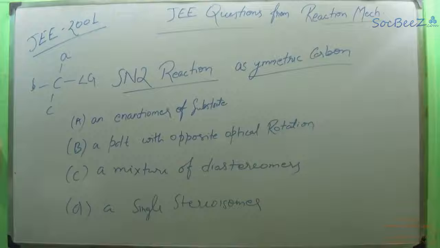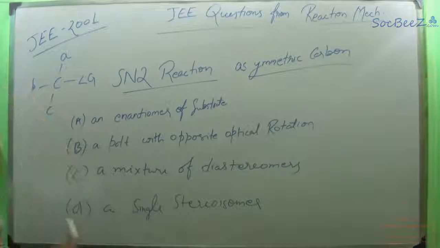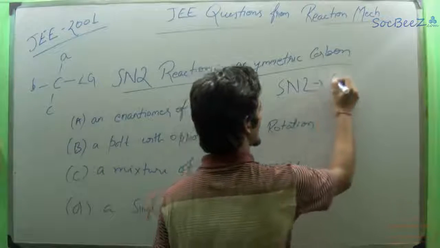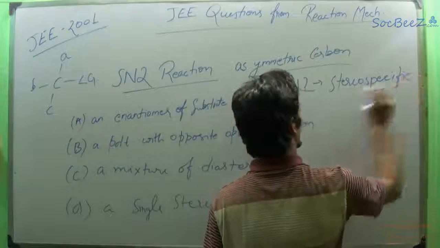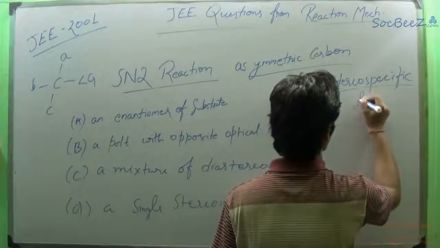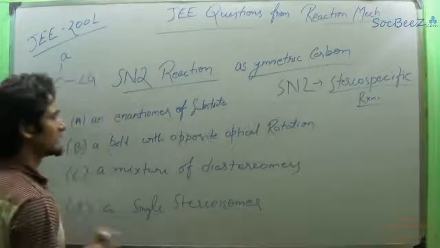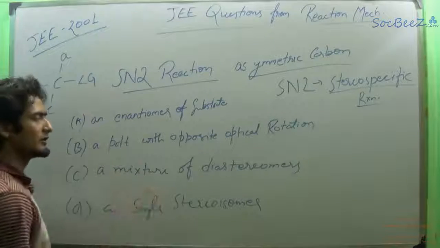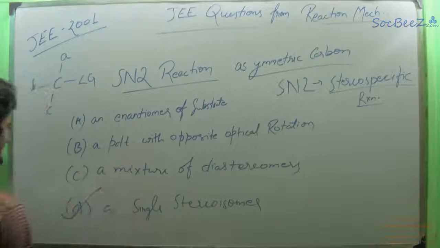Now, in the SN2 reaction, it is known that it is a stereospecific reaction. And what does stereospecific mean? It means if we have a single reactant, then the product will be unique. A unique reactant will give a unique product. So we can at once say that D is correct.